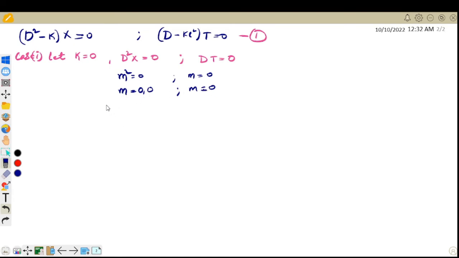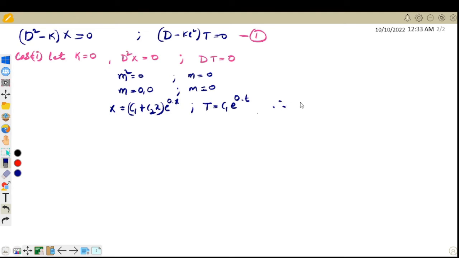If roots are 0, then how do you write the complementary function? Here capital X is the dependent variable. For the two roots, with respect to x as the independent variable, we write c1 plus c2 x into e raised to 0 into x. Here capital T is equal to c1 into e raised to 0 into t with respect to one root.